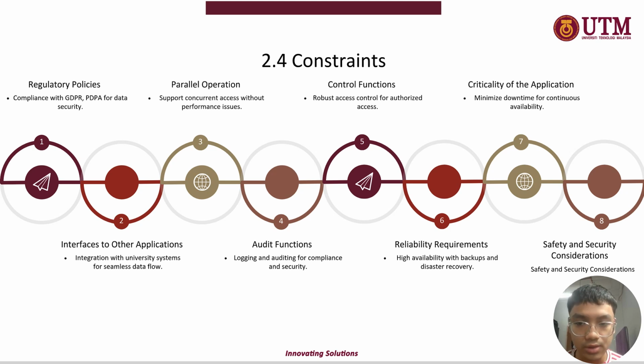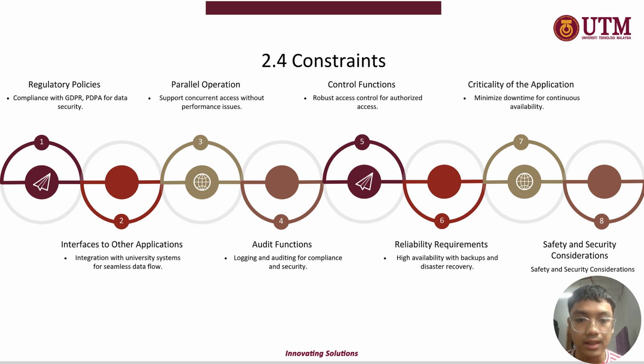So for 2.4, that is constraints. We have 8 constraints. First is regulatory policies, that is for data security. And then second, interface to other applications, integration with university existing system. And then parallel operation, they support concurrent access without performance issues. Fourth, audit functions for logging and auditing for compliance and security. And then control functions, robust access control for authorized access.